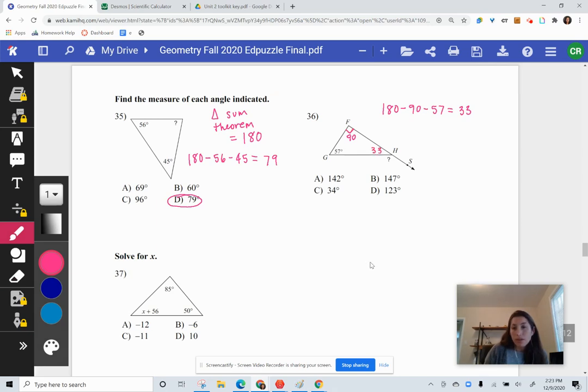Now I also know that these two angles here add to 180. So if I take 180 and I subtract 33, I will get the angle that I'm looking for there. And that should be 147 degrees.